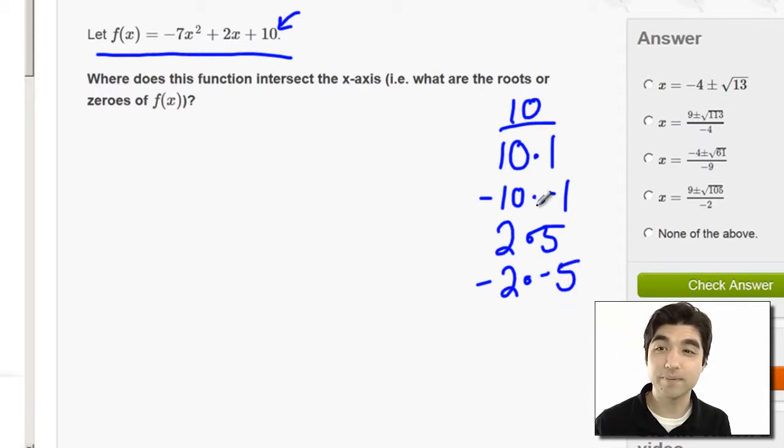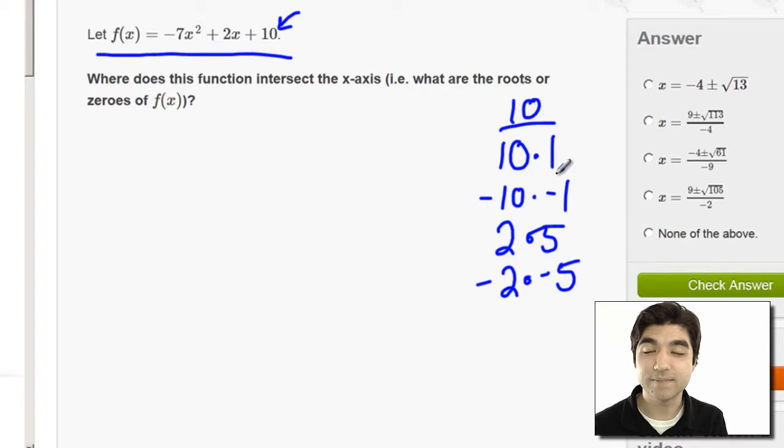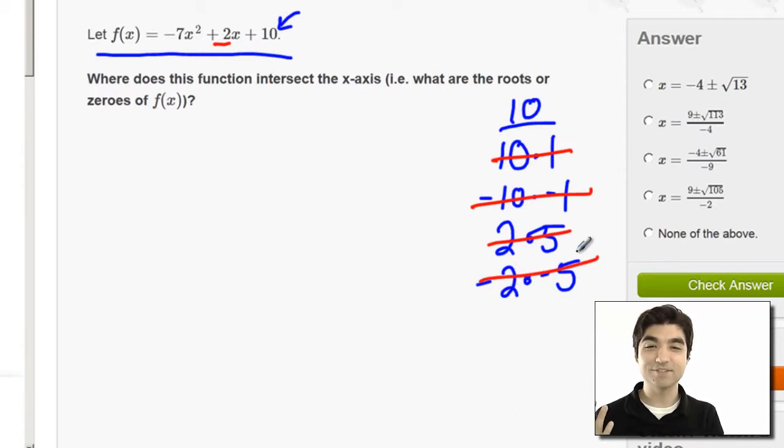But we got a problem with this one. 10 plus 1 equals 11. That doesn't equal 2, so we're trying to get 2. Negative 10 minus 1 equals negative 11. That's not 2. 2 plus 5 equals 7. That's not 2. Negative 2 plus negative 5 equals negative 7. That's not 2. Oh no, what do we do? Well, there's something called the quadratic formula that you need to use in this situation.